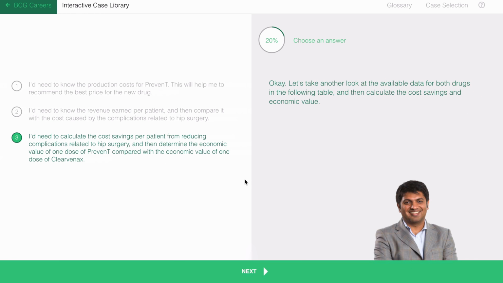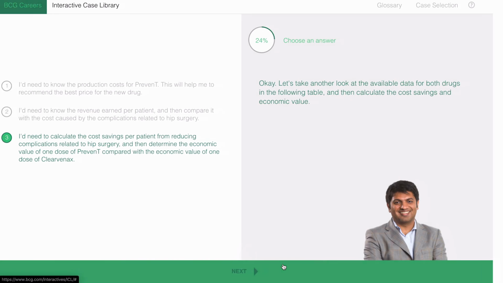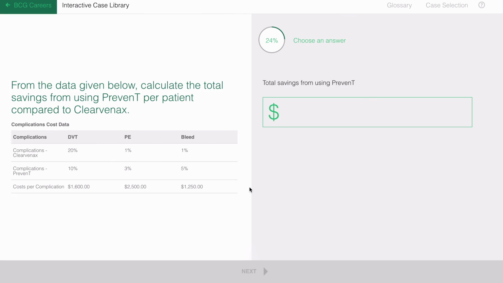Okay, let's take another look at the available data for both drugs in the following table and calculate the cost savings and economic value. Great. From the data given below, calculate the total savings from using PreventT per patient compared to Clearvanax. This is the same table as before, except we're focusing just on the complications, right? Each column represents a different complication. We have DVT, PE, and bleed. And then we have the complication rate for Clearvanax, the complication rate for PreventT, and the cost per complication.